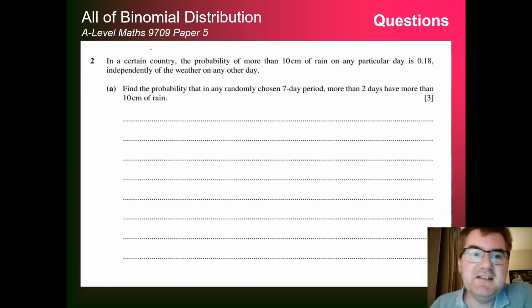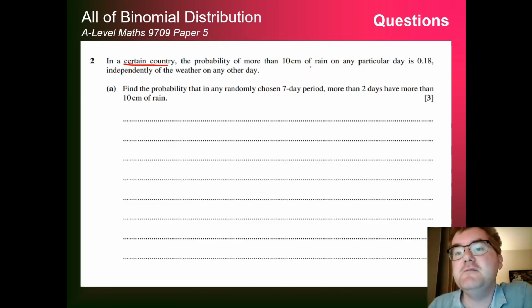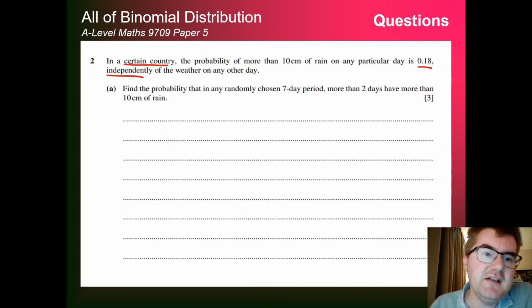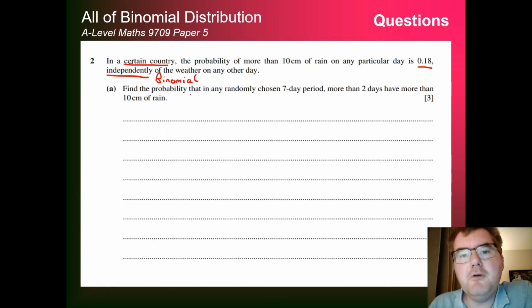So, in a certain country, the probability of more than 10 centimeters of rain on any particular day is 0.18, independently of the weather on any other day. Okay, that's really important. As soon as we see independent, then we can generally start using binomial ideas here. Find the probability that in any randomly chosen 7-day period, so n is equal to 7, more than 2 days have more than 10 centimeters of rain.